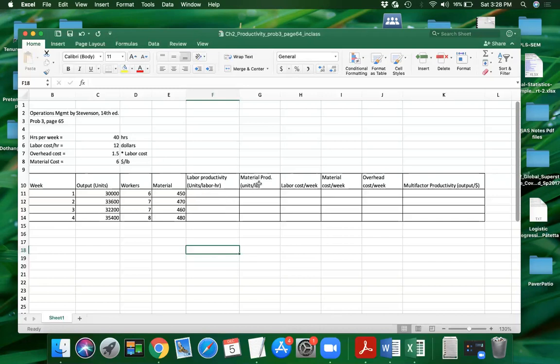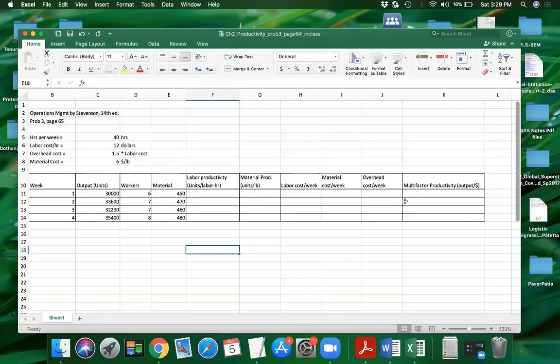Likewise, material productivity could be output divided by the amount of material that you're using. So it could be units per LB, or it could be units per dollar of material cost as well. It all depends which one is more relevant given your situation. But in this case, we've been asked to calculate units per LB of the material.